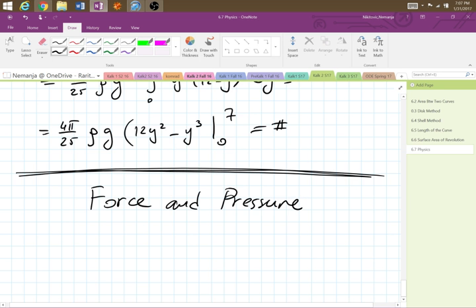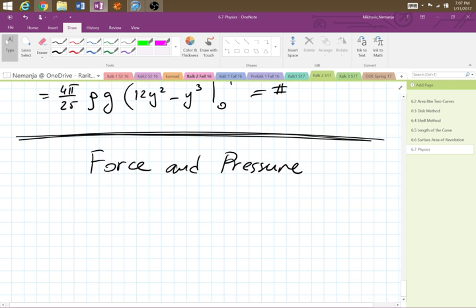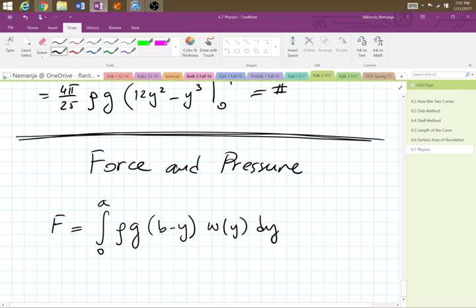I'm going to give you the formula and explain the formula. You can try an example. It's pretty much the same stuff as the previous one. You figure out the area, the cross section, and that's the hard part. The rest you should just fly through. So the force is the integral from 0 to a of rho g times (b minus y), same piece, and then w of y dy. This one is labeled as depth, and this one is labeled as width.